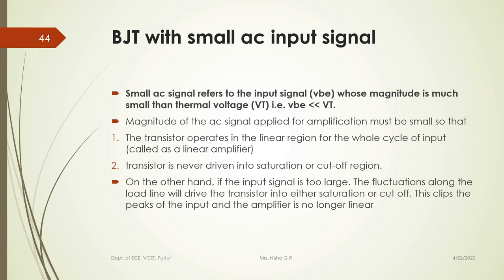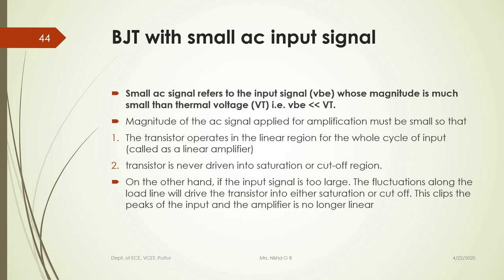I want the output signal power to be greater than the input power, that is, I should get an amplified output. So in order to obtain the amplified output, I should work my transistor in the active region or linear region. So my transistor should never be driven into the saturation or cutoff region. So these are the two requirements.